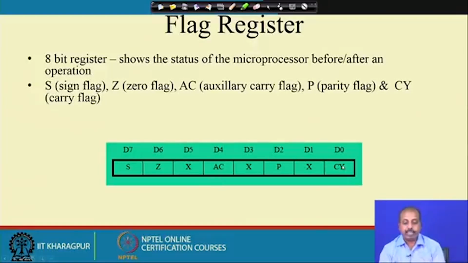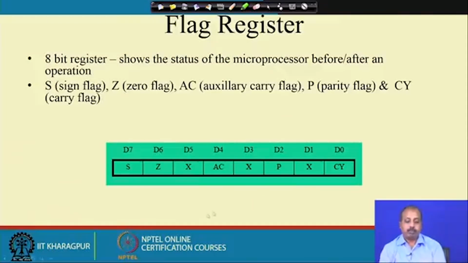We have a carry bit, which is CY. When we do an addition or subtraction operation by the ALU, it can generate a carry. If the carry is generated, then the D0 bit will be 1, telling that a carry has been generated, otherwise this bit will be 0. Then bit D2 is the parity bit, telling whether the result has an even number of ones or not. If it is not, then the P bit will be 1. If it is, then the P bit will be 0.